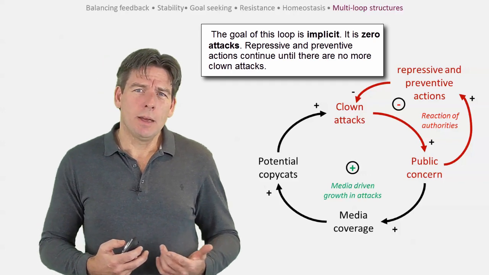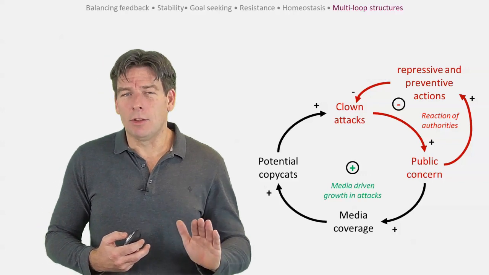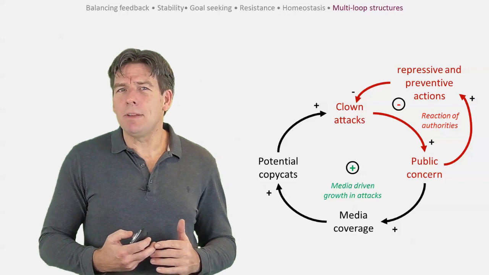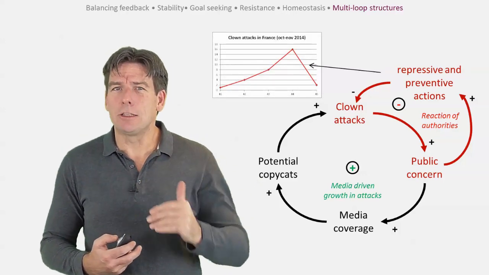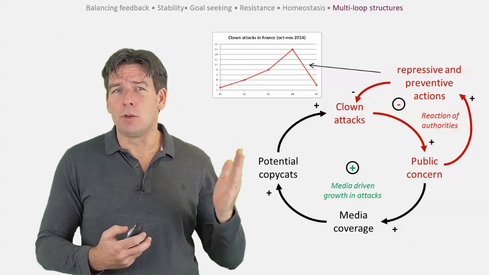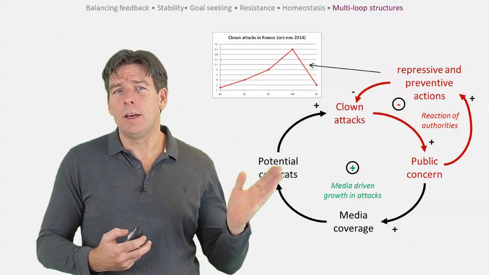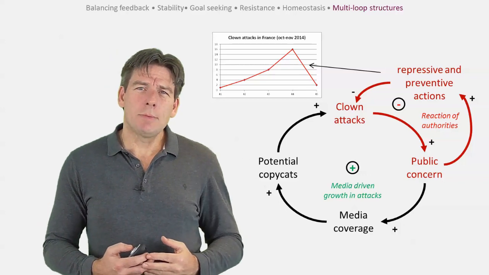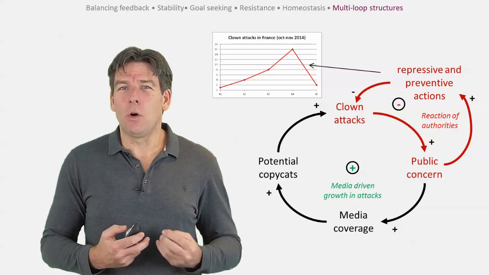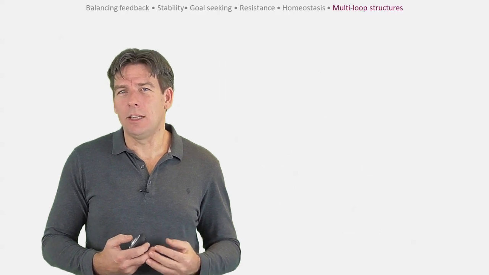The balancing loop has the effect of a brake on the reinforcing loop. We can see this happening in week 45 when clown attacks begin to drop as loop dominance shifts from the growth-driving reinforcing loop to the goal-seeking balancing loop. These 2 types of feedback are central in all complex behaviours in the world around us.